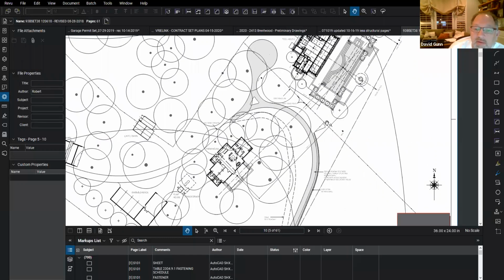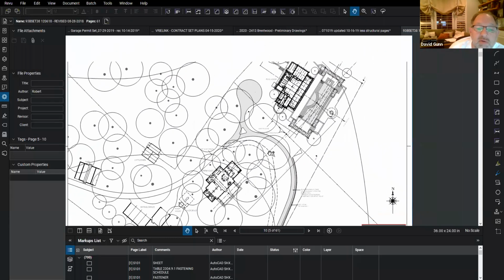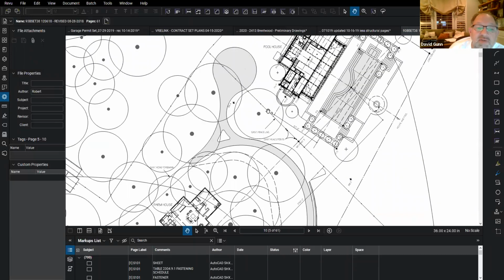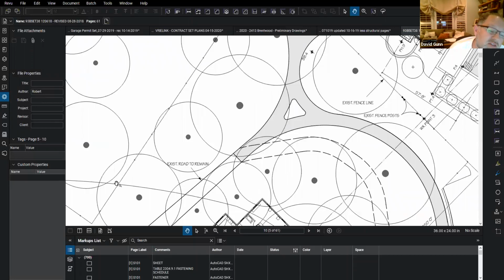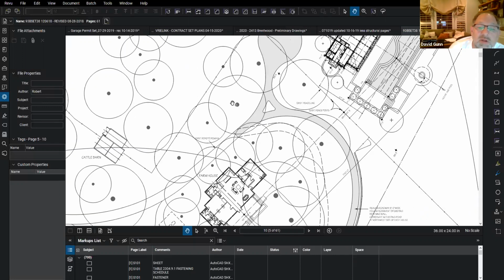This site plan, like many others, shows fences. See here where we have an existing fence. These are fences. That's a typical indication of a fence: a line with an X, line with an X. It's not always how it's shown, but that's how they showed it here.